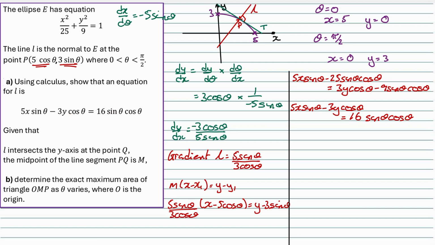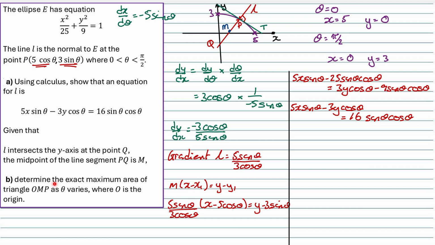For part B, we're given that L intersects the y-axis at point Q. So I'll label this on the diagram. We've got point Q here. And the midpoint of the line segment P to Q is M. So I'll label this point, the midpoint of P to Q, as M.